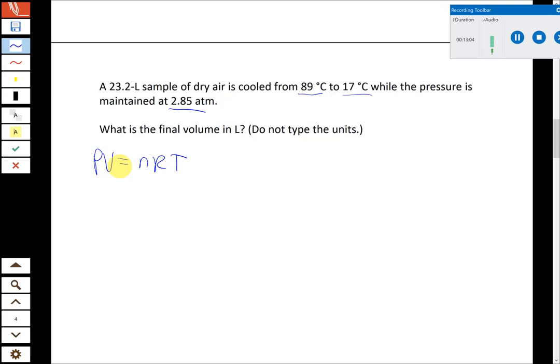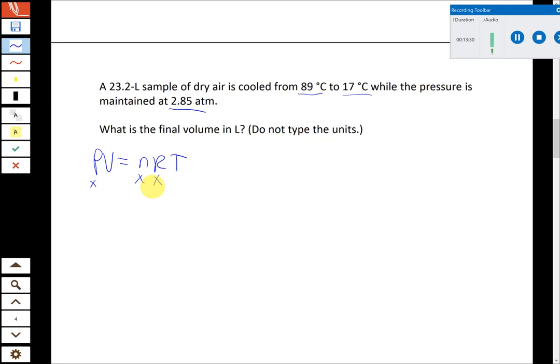So in this case, the pressure is maintained at 2.85 atmospheres. So that means pressure is constant. I'll put a little X by it to indicate that it's constant. We don't know how many moles there are, but it's a sample of air. We're not telling you that we're changing the amount of air that we have, so we'll assume that moles is constant. Again, typically speaking, if we don't say anything about one of the values, you would assume it is constant, and then the universal gas constant R is always constant.